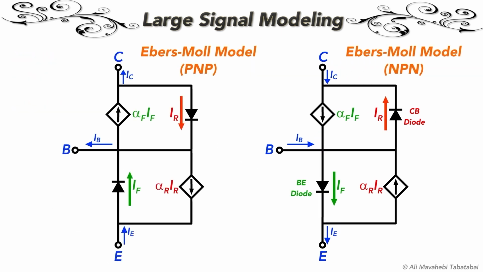In the models you see on the screen, when the transistor is working in the forward active region, the emitter diode is on and the collector diode is off. When the transistor is operating in the inverse active region, the emitter diode is off and the collector diode is on. In saturation mode, both of the diodes are on. And finally, in the cutoff region, both of the diodes are off.